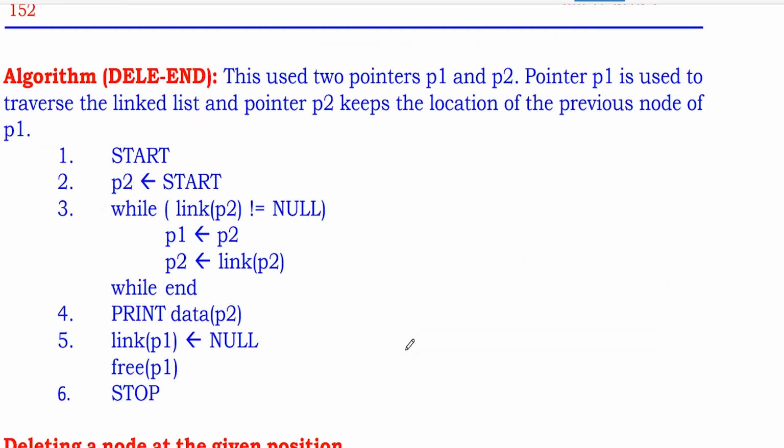So you can see, let us take an example. This algorithm uses 2 pointers, P1 and P2. Pointer P1 is used to traverse the linked list, and P2 keeps the location of the previous node of P1. Don't get confused if this and this are different. Okay, no problem. Let us follow this. Pointer P1 is used to traverse through the linked list, and pointer P2 gives the previous location. P2 is the previous location. P1 is the one we are going to delete. That is what we have to learn now.